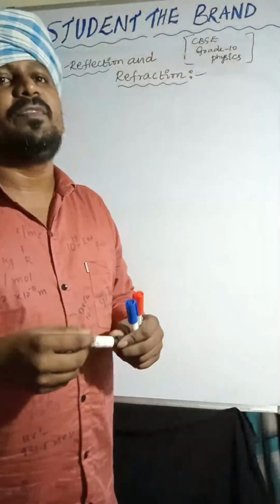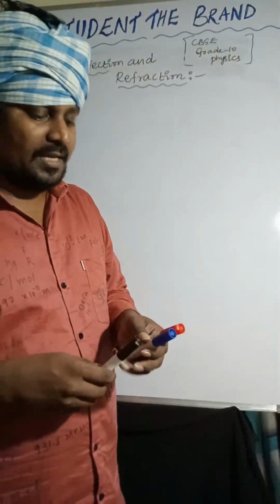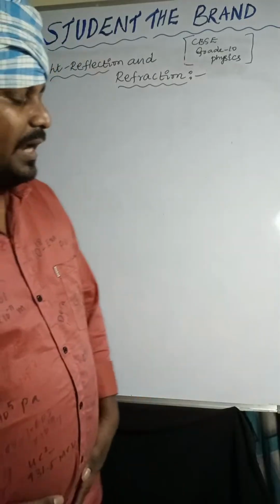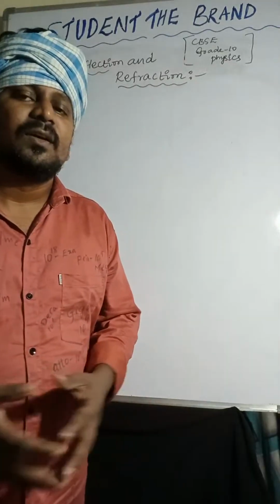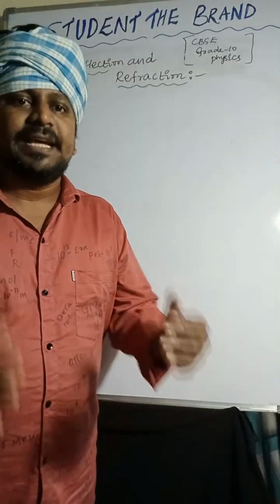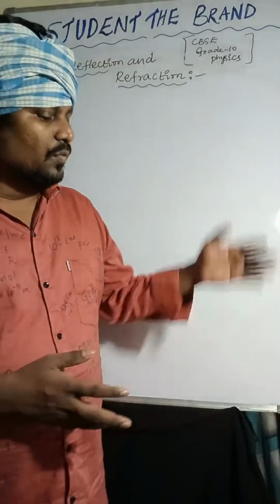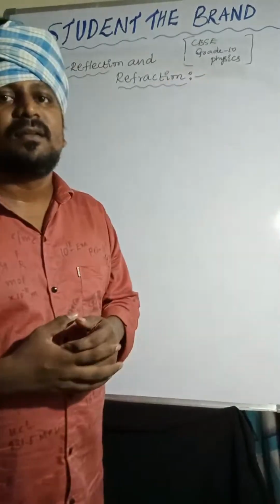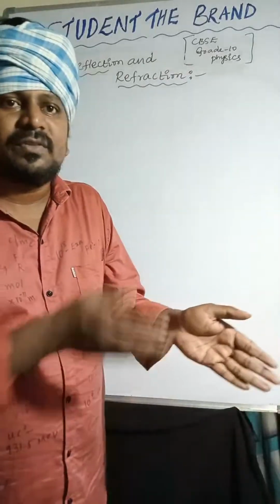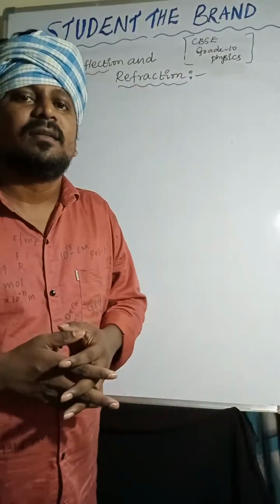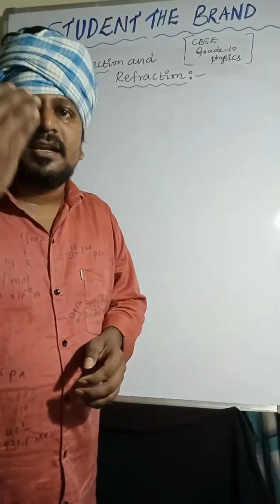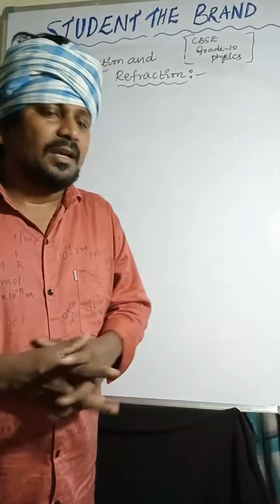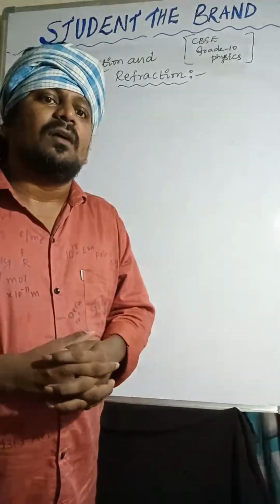Light is a form of energy which gives the sensation of sight. When light is incident on a surface, it reflects back. That reflected ray will reach us, and then only we are able to see the object.